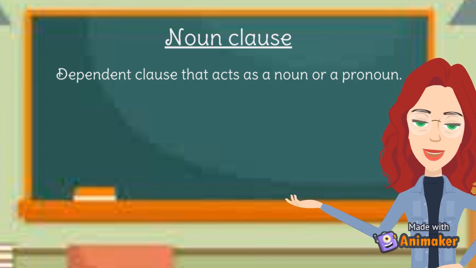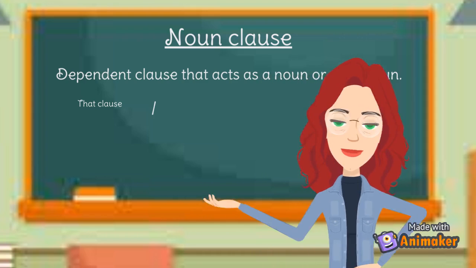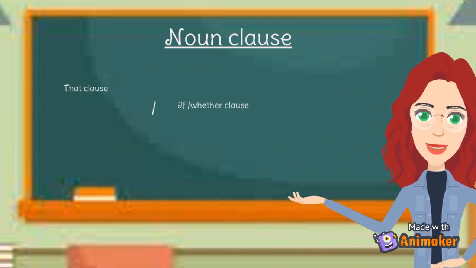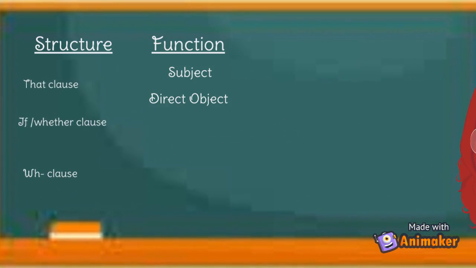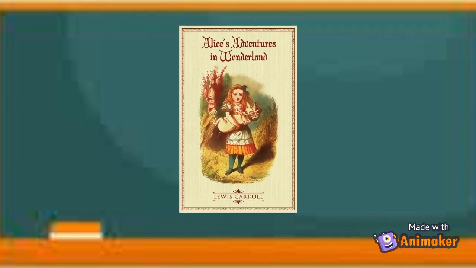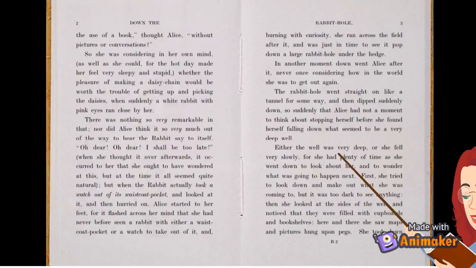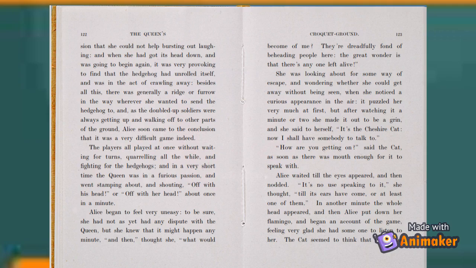Noun clauses may begin with different words, divided into three types. We have the that clause, the if-whether clause, and the WH clause, which can be explained by function, context, and main uses. Now that we know the meaning and basic structures, let's analyze some sentences from the book. To be more specific, let's go to page 123 of your book.